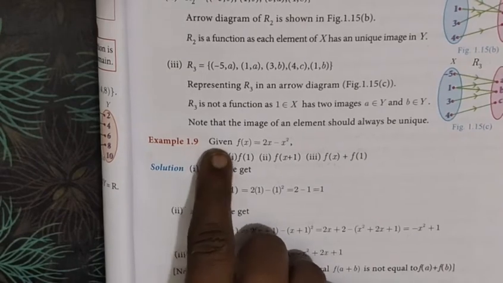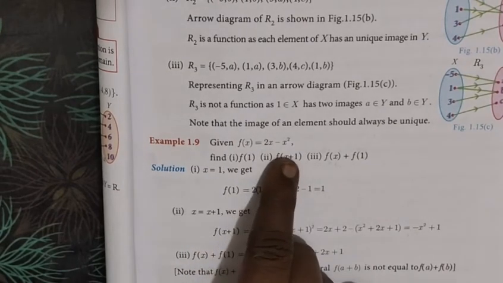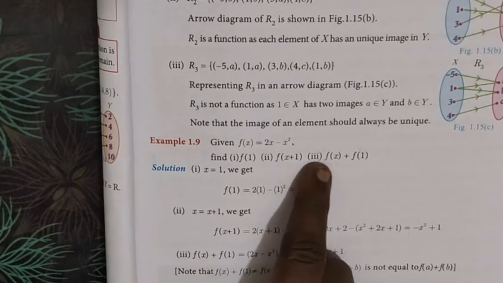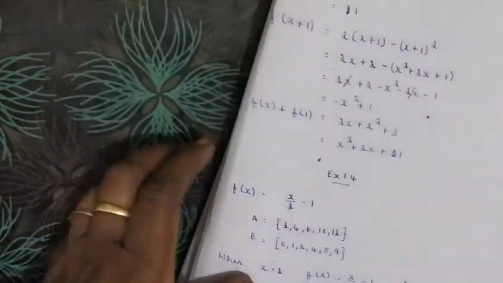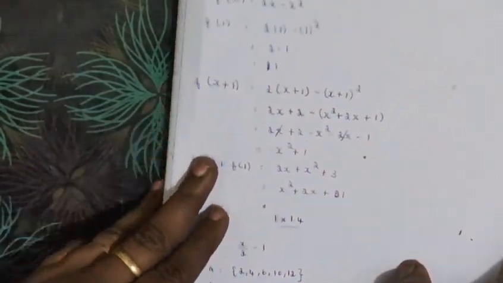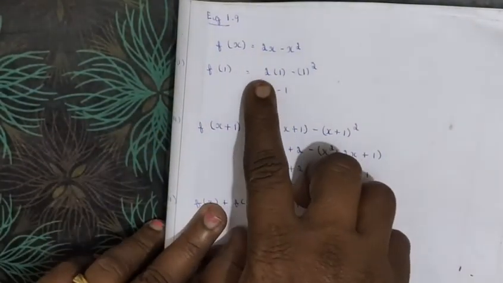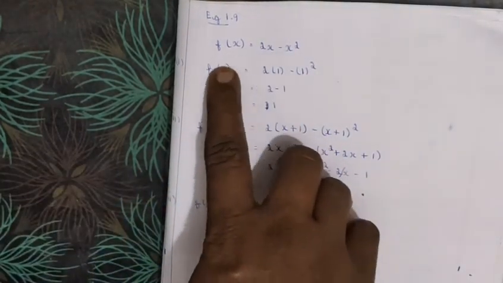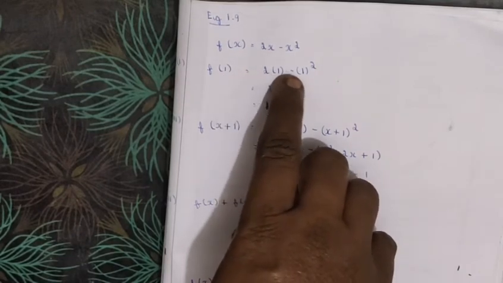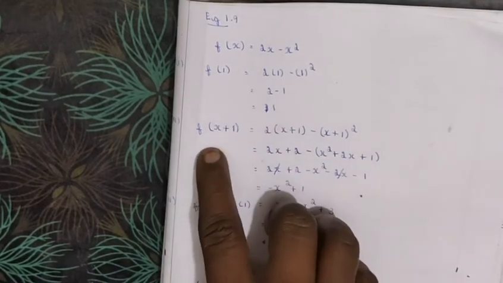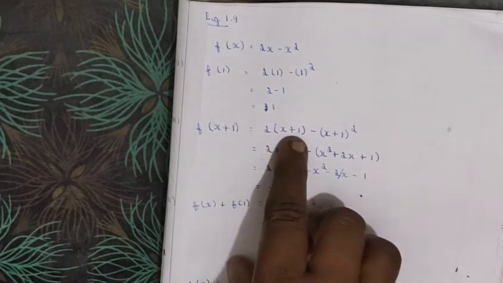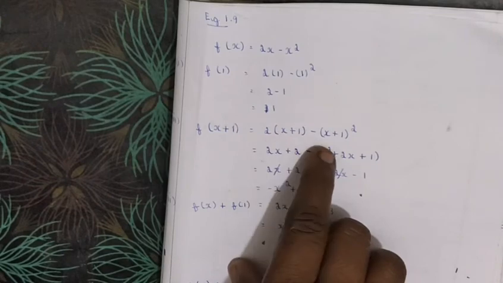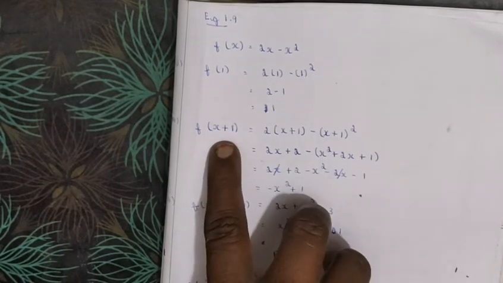Example 1.9, given f of x equals 2x minus x squared, find f of 1, f of x plus 1 and f of x plus f of 1. Yes. Now write the sum: f of x equals 2x minus x squared. f of 1 equals, in the place of x, we have to substitute 1. 2 into 1 minus 1 squared, 2 minus 1, 1. f of x plus 1 means 2 into (x plus 1) minus (x plus 1) the whole squared. That is, in the place of x, we have substituted x plus 1.